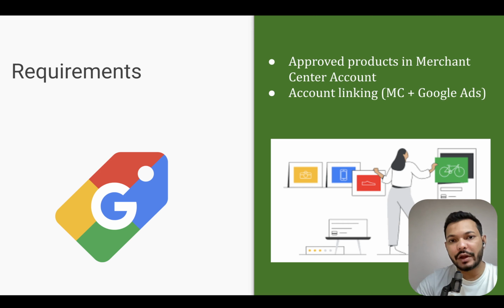Now, talking about the requirements, even before we launch these campaigns, we need to make sure that we have some approved products in the Merchant Center account. In the last video, we discussed uploading the product feed. This product feed puts the products in the account, and then we have to wait for 48 hours so that all of these products get approved. Also, once the products are approved, we need to link the Merchant Center account with the Google Ads account. And once both are linked, we can have these products appearing in the Google Ads account. So we don't upload the products in Google Ads, we upload these products in the Merchant Center account.